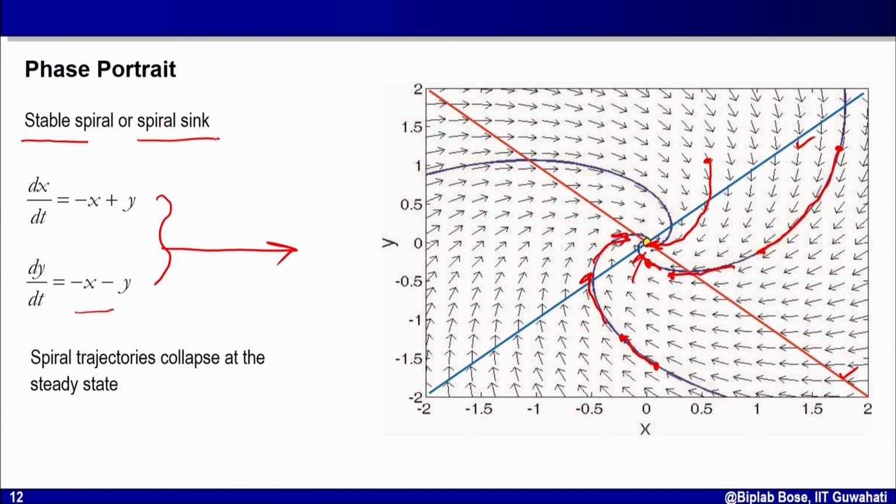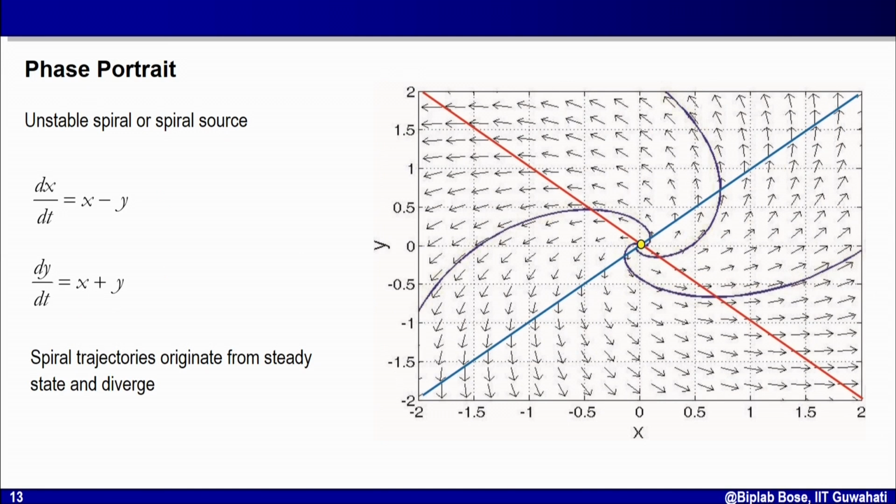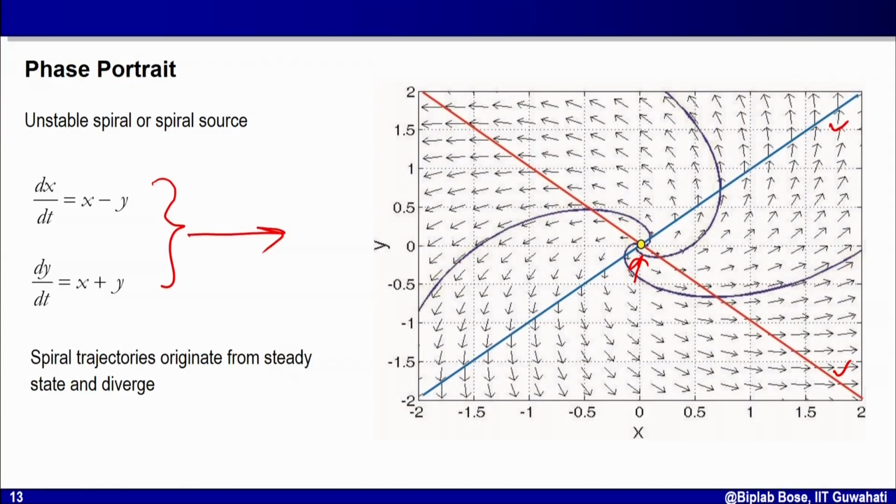What happens if you have an opposite one? Let us take an example. So I have an ODE dx/dt equal to x minus y and dy/dt equal to x plus y. These two ODEs give rise to this phase portrait. Again, these two colored lines are null lines and the intersection point is the steady state. In the earlier case, the trajectories were collapsing at the steady state. But look into this plot. Here, the arrows are moving away from the steady state.